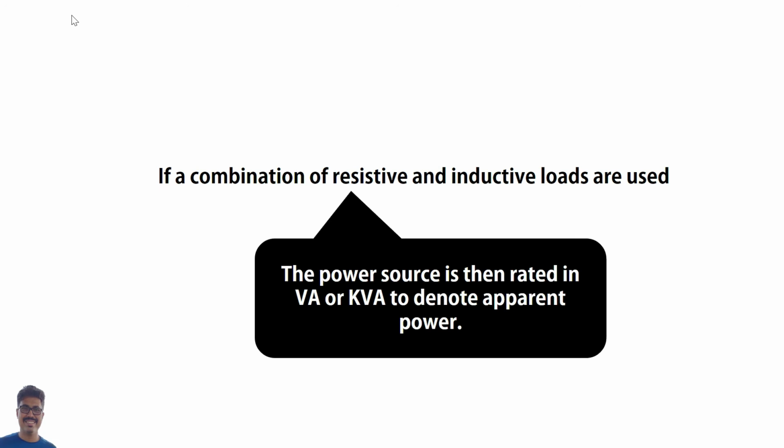In that case, the power source will be rated in volt ampere or kVA to denote apparent power. That's why VA and kVA ratings are there in the case of an inverter. In every inverter machine, you will find a VA rating somewhere near the cabinet. It is mentioned because mixed loads are used in households. Some are resistive, some are inductive.